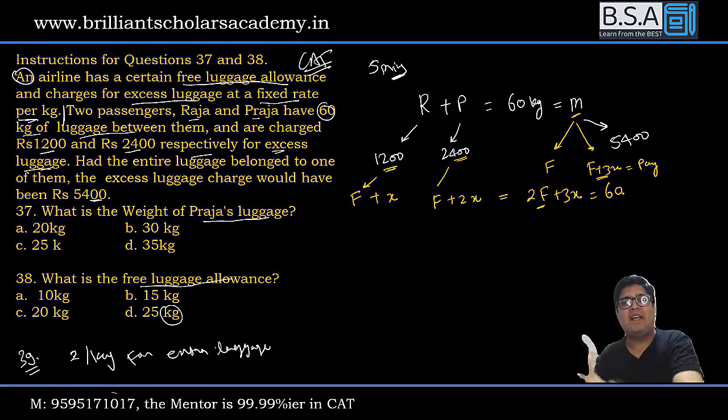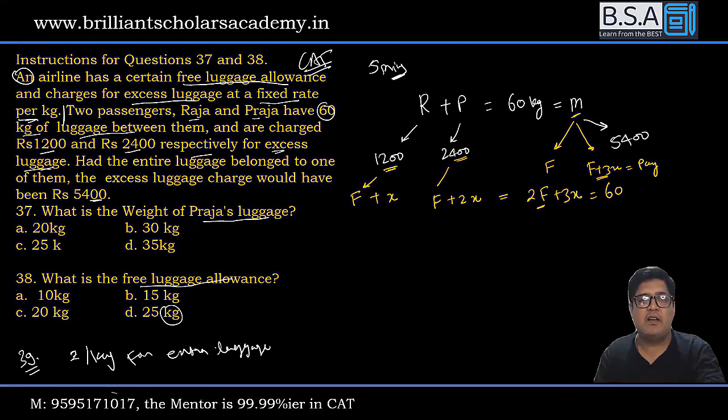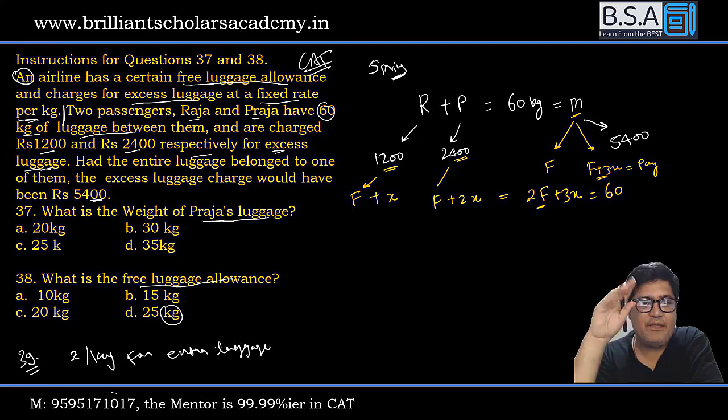You guys think and tell me, is the way of creating equations clear to you so far? Are you able to understand how these equations are being formed? F is the free limit. Everyone will get one free limit each, so take one free each.